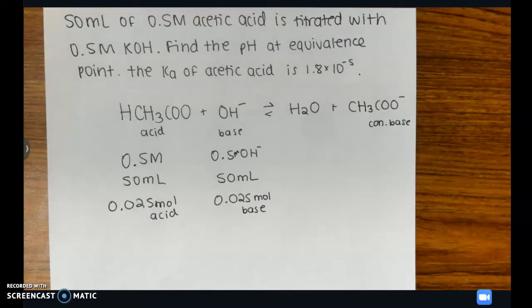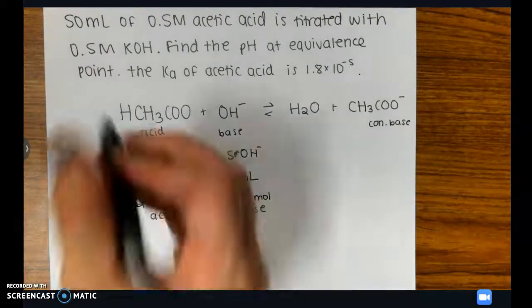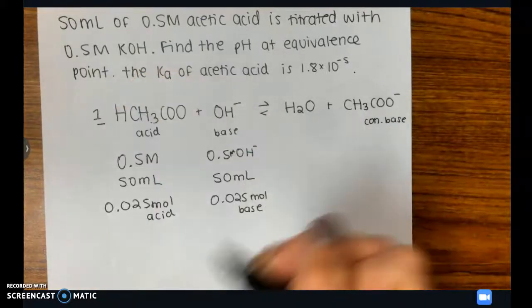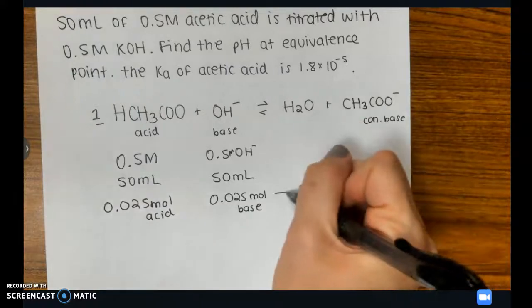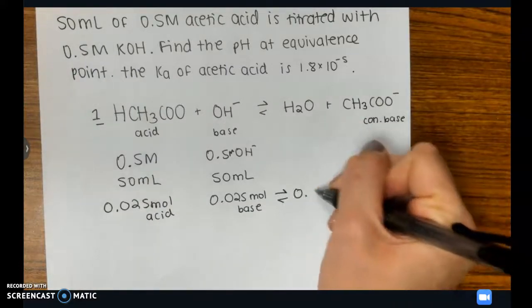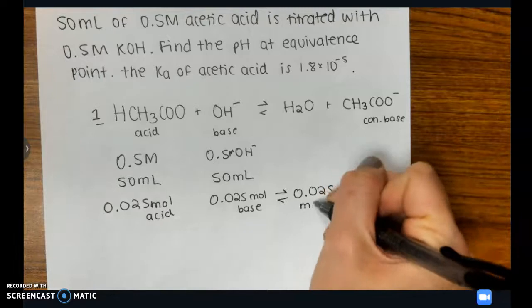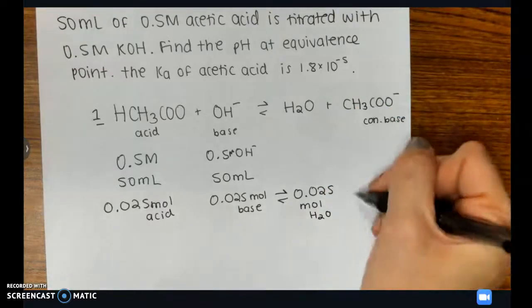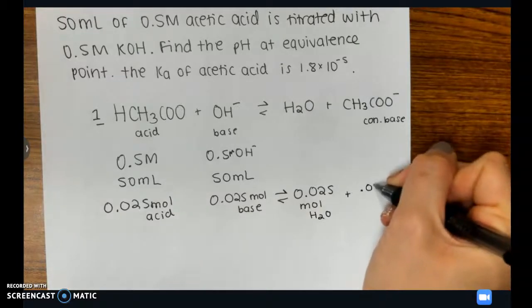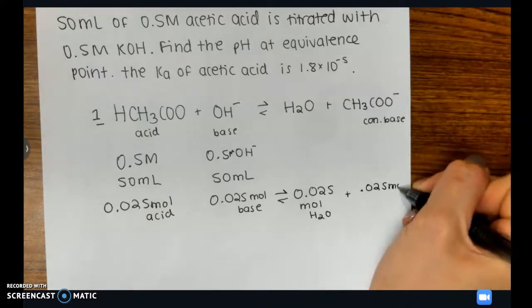Okay. Now, this reaction is 1-to-1. There are no coefficients. Everything's got a 1 in front of it. So if I started off with that much acid and that much base, I made that many moles of water, which doesn't really affect the pH, but whatever, we'll write it anyway. And I made that many moles of conjugate base.